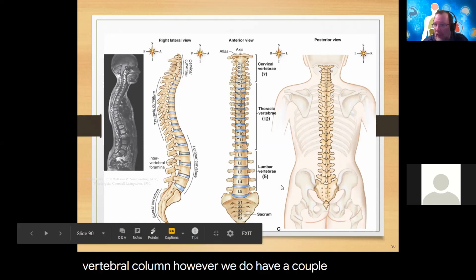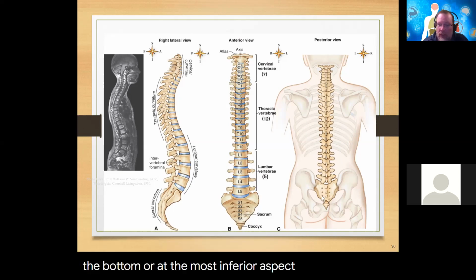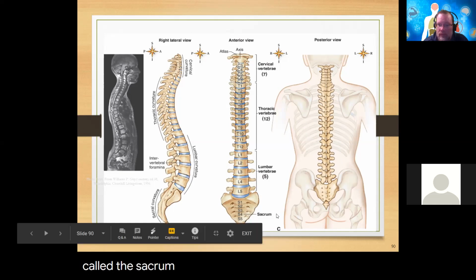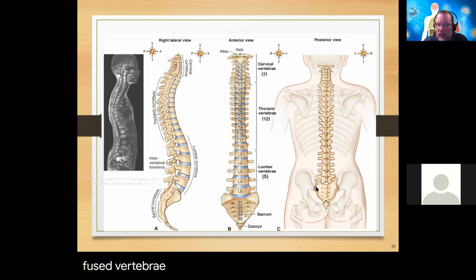However, we do have a couple extras at the bottom or at the most inferior aspect. We see what's called the sacrum. Okay, the sacrum. The sacrum is roughly 5 fused vertebrae. So if I were to fuse 5 vertebrae together, I would get a sacrum. Okay. Notice too, the sacrum articulates with the appendicular skeleton and specifically the pelvis, even more specifically, the ilium of the pelvis. So we're going to look at this joint a little bit later, the sacrum and the ilium coming together, forming a sacroiliac or SI joint. And sciatic issues oftentimes come from the lumbar or the lumbosacral area.